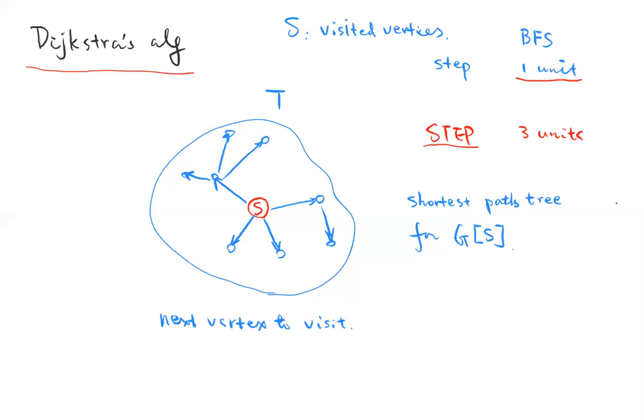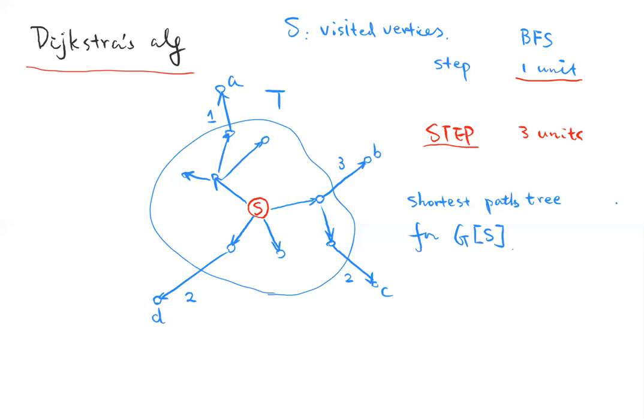All right, so what's the next vertex to visit? There are frontier edges from this tree. Let me draw a couple of them. Which vertex should we visit? Each has a weight. Maybe this one has weight 1, this one may be 2, this one may be 3, and this one may also be 2. So among these 4 vertices, A, B, C, D, which one should we visit next?